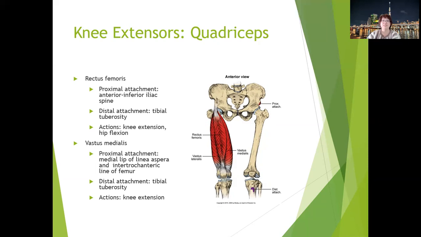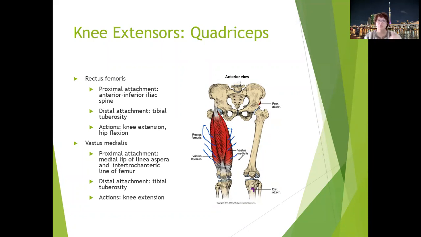The rectus femoris does knee extension and hip flexion and is innervated by the femoral nerve. The vastus medialis, its proximal attachment is the medial lip of the linea aspera and the intertrochanteric line of the femur. So it's on the posterior side of the femur. And the distal attachment is the tibial tuberosity. So in order to get there from its origin to its insertion, it has to go around the corner. And if you look at the direction of the muscle fibers here, that's the vastus lateralis, that's the vastus medialis. They're wrapping around from the back of the femur to the front.